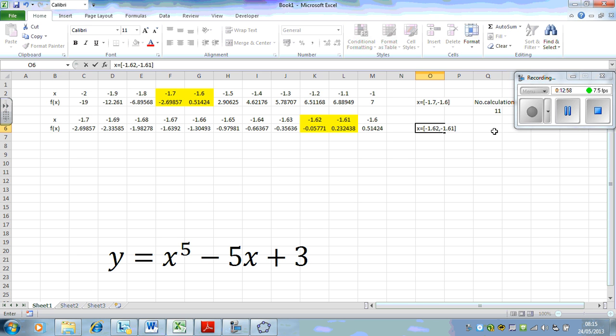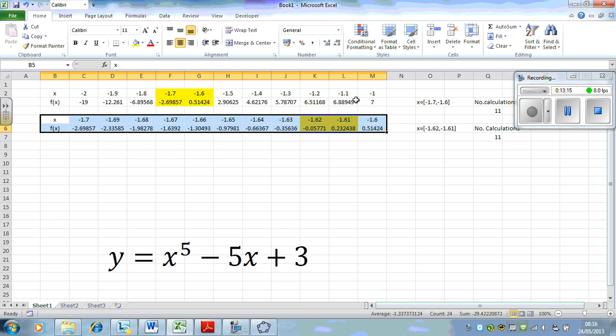Effectively, this is a trial and error. It really is a trial and error. And so the number of calculations, again, which Excel does, is another 11. Now imagine if you were doing this by hand. This would take you ages. Excel is a fantastic machine to do this.